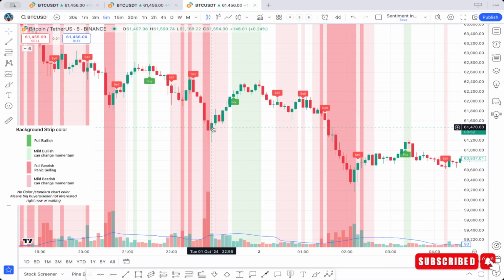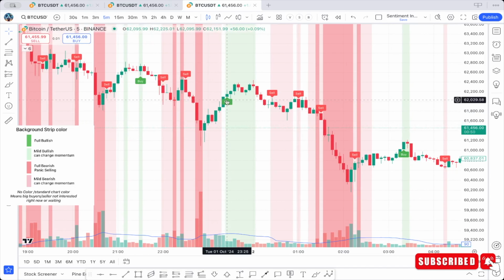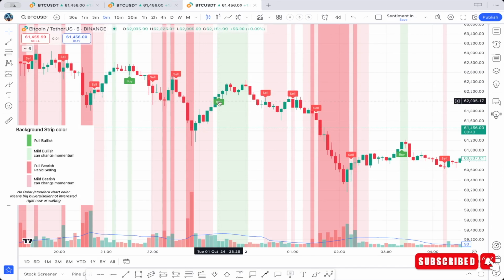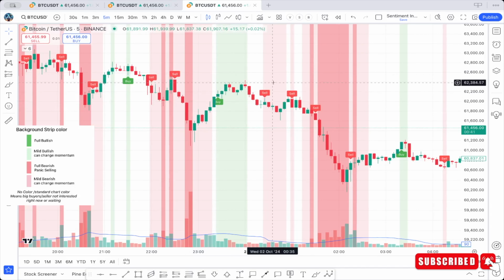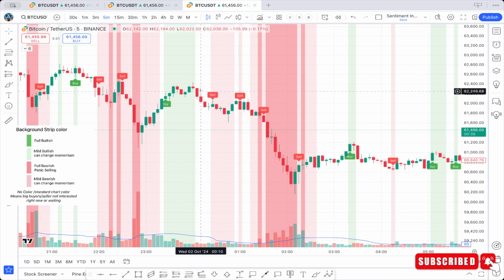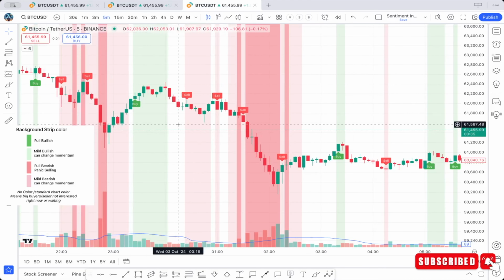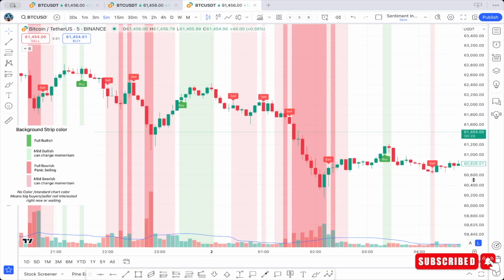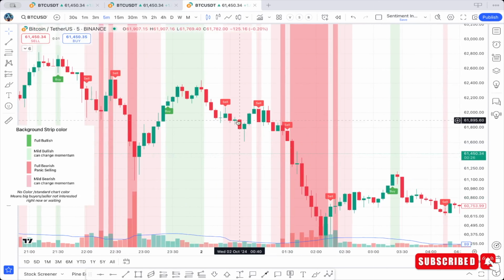So here this was the bearish zone, and then it was transitioning from a bearish zone to a buyer's zone, and we had a signal. Similarly, when it was transitioning from buyer's zone to seller's zone, we had a signal, but it checks the 5 candles. Okay, so we will have a perfect signal, and you can look at it.